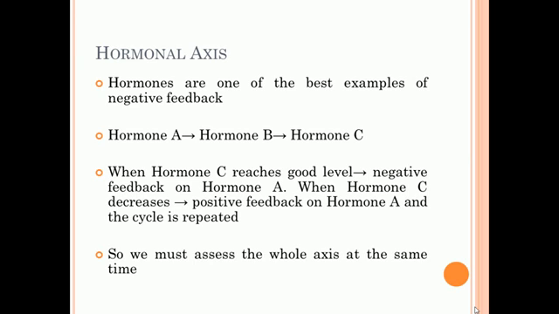I need to know, is the block here, or is the block here, and the block may be in an enzyme or it may be in an organ, a problem with the organ. So if we talk, for example, about hypothyroidism or hyperthyroidism, we have to look at the thyroid releasing hormone from the hypothalamus, we have to look at the TSH from the pituitary gland, and we have to look at hormone C which comes out of the thyroid gland.